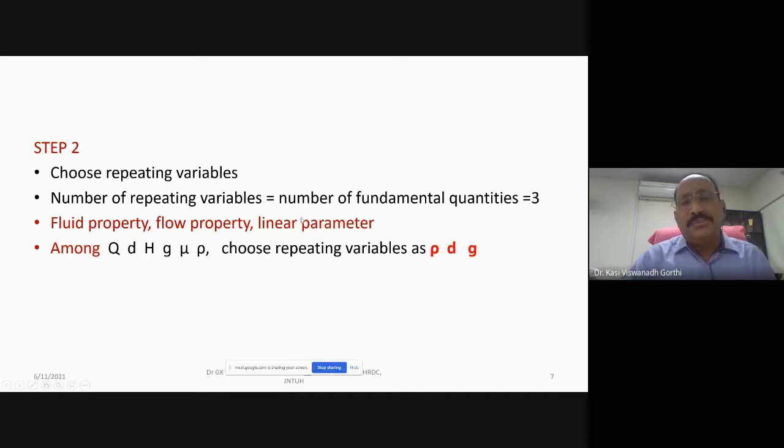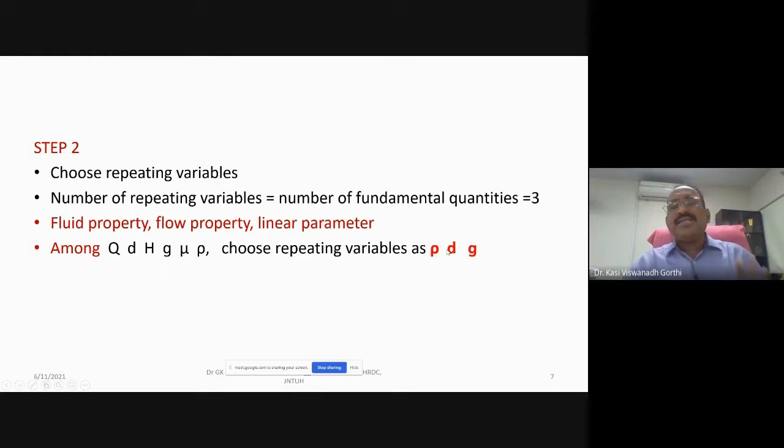So the number of repeating variables must be equal to the number of fundamental quantities. In this case, it is 3. Preferably one fluid property, one flow property, and a linear parameter may be chosen as the repeating variables. We will come back once again to how to choose the repeating variables. But at the moment, to understand the whole concept, let us limit ourselves to choosing one fluid property, one flow property, and one linear dimension. So among the 6 variables available, Q, D, H, g, mu, rho, you choose rho as one of the repeating variables, D, the diameter, and g, the acceleration due to gravity.